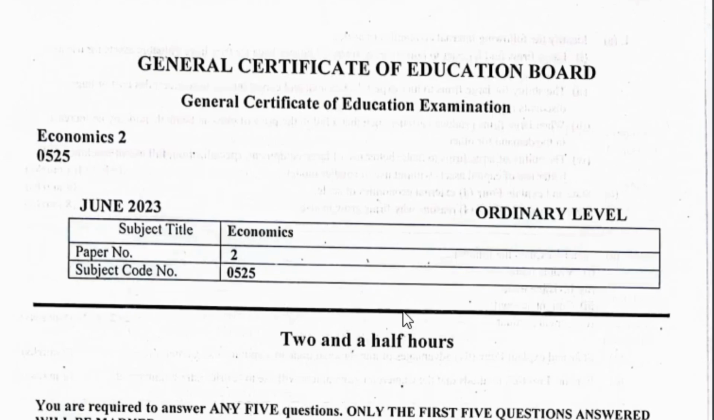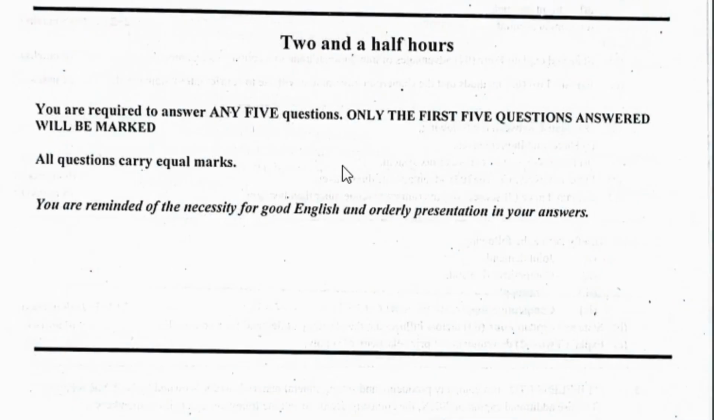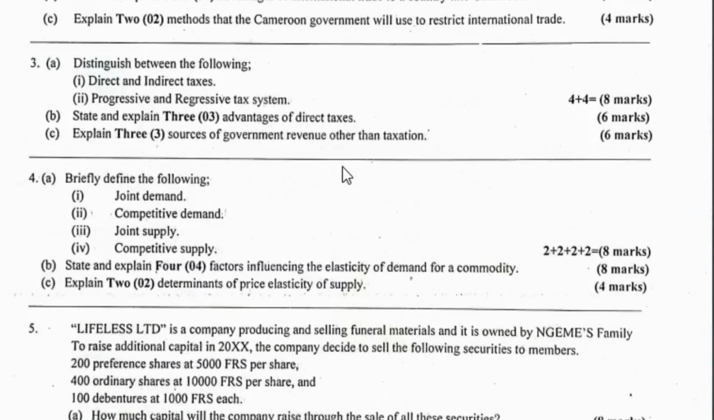Okay, so today we are going to actually see economics June paper 2. We have done paper 1. If you have not gotten paper 1, make sure you look at it. So I want to do paper 2, question 1 and 2 for the GC General Certificate of Education Board. So as you can see here, June 2023, we have economics 2. So here we have all the questions.